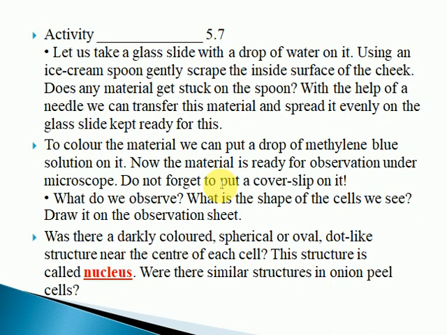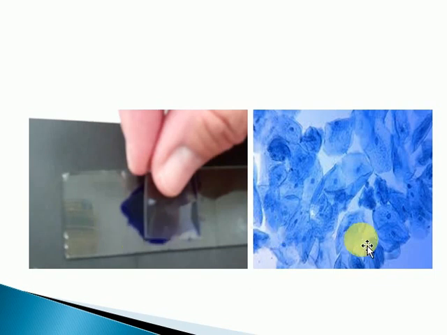The cheek cells stick on the ice cream stick. Now what do we do? We put these cells on a slide, and then we put a drop of methylene blue so that it gets colored, it gets stained, and then we put a cover slip over it and we observe it under the microscope.